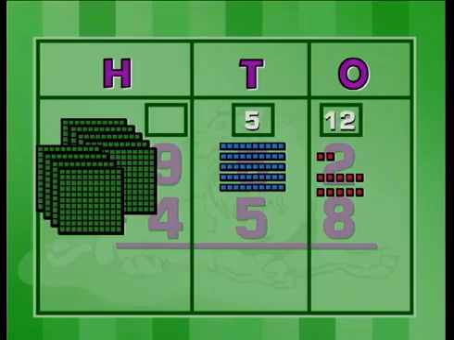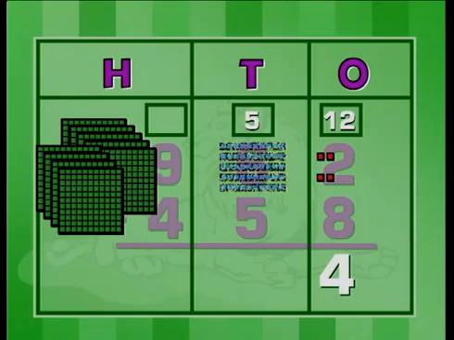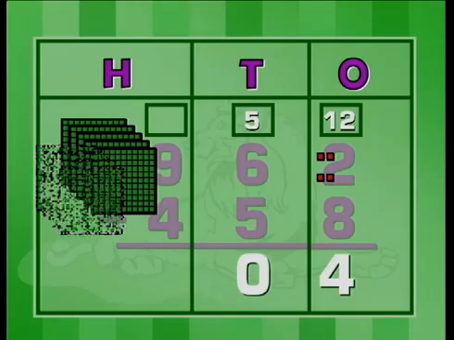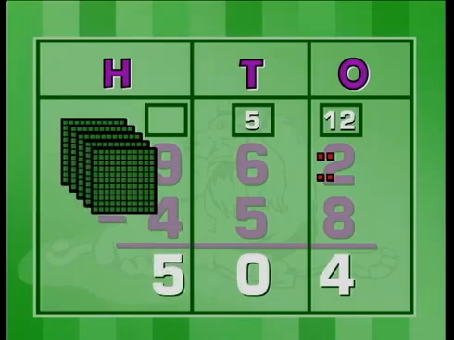Exchange one of them for 10 ones. Now we have 12 minus 8. We can do that. And we know that it's 4. And 5 minus 5, we can do that. It's 0. And 9 hundredths minus 4 hundredths, we can do that. It's 5. 504. Excellent.